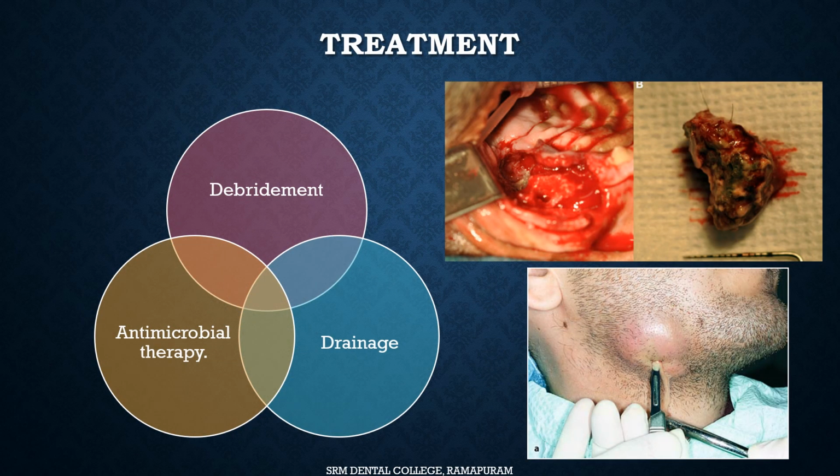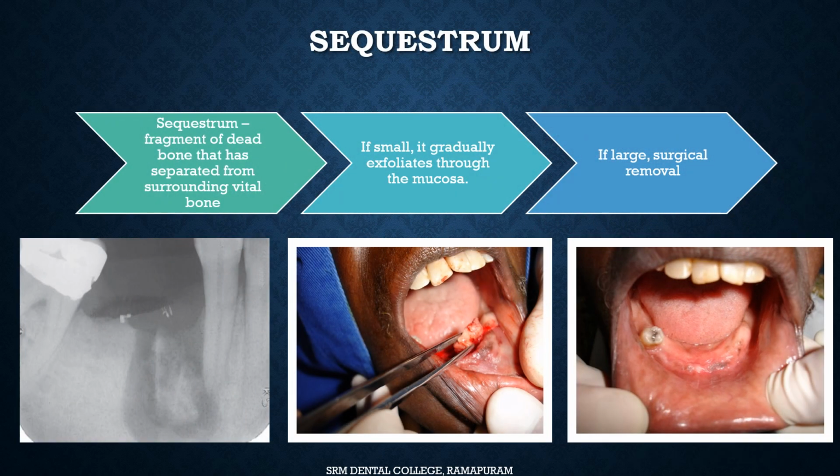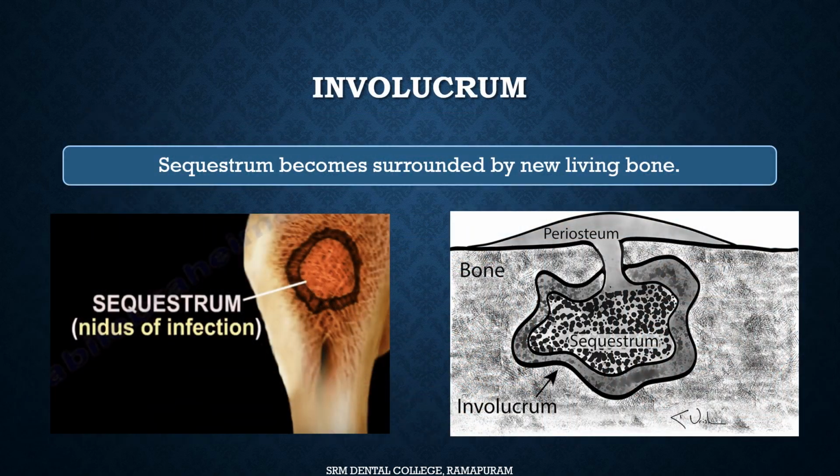The management of acute suppurative osteomyelitis involves debridement, drainage, and antimicrobial therapy. When the intensity of the disease decreases, either spontaneously or under treatment, a sequestrum usually forms. As said previously, a sequestrum is dead bone that separates from the surrounding living bone by the action of osteoclasts. If this sequestrum is small, it exfoliates through the oral mucosa by the formation of a sinus. If it's large, it has to be removed surgically. In some cases, this sequestrum may become surrounded by new living bone, and this is known as an involucrum.